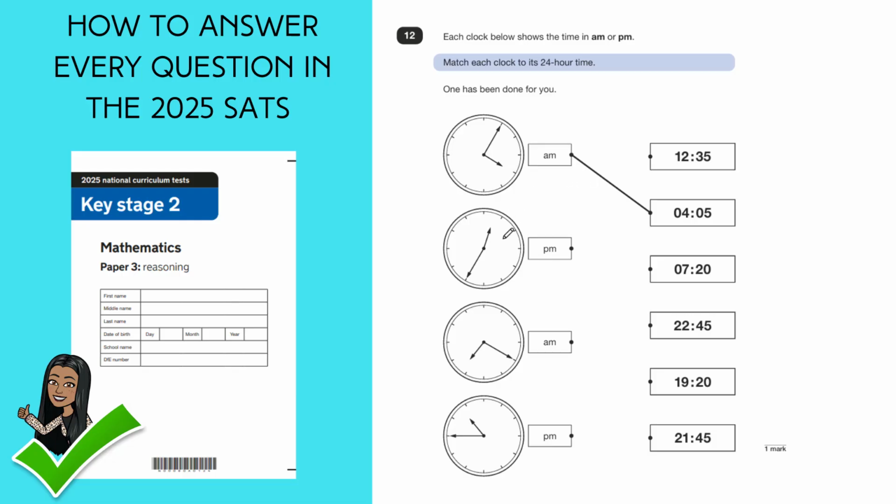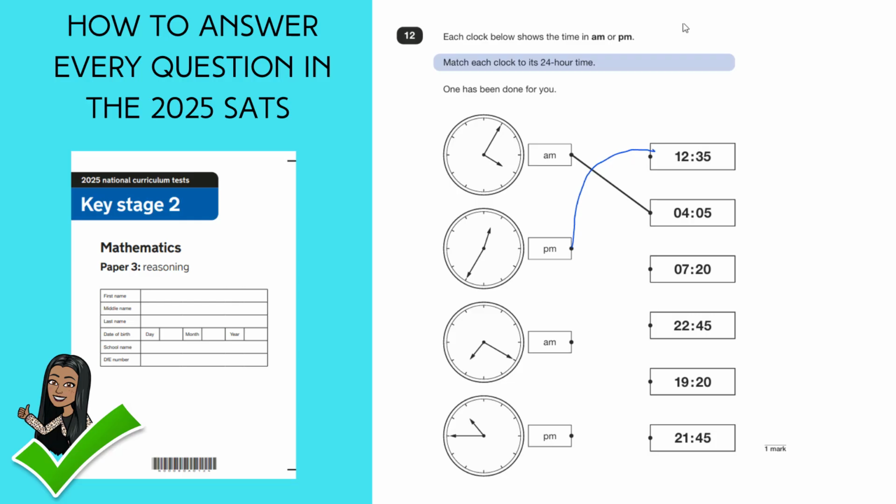So let's have a look at the second question. We can see that it's between 12 and 1, so it's not 1 o'clock yet, therefore it is still 12 o'clock, and it is 12:35. It says PM. We are going to go from this to the 12:35.